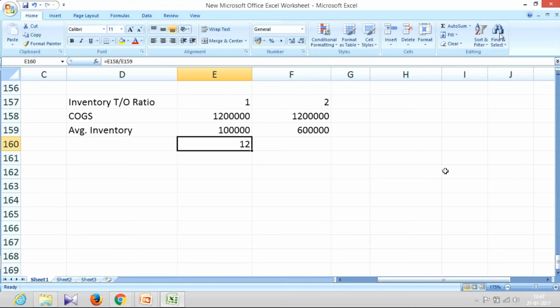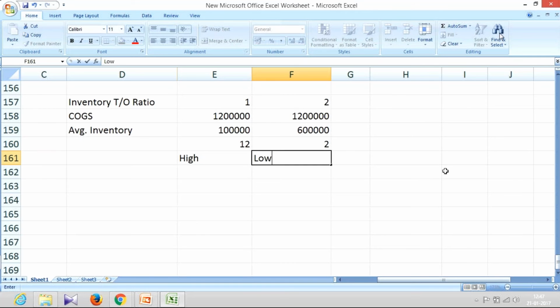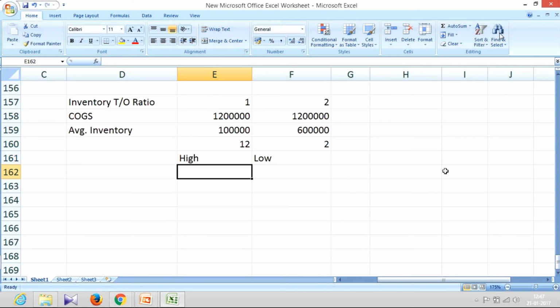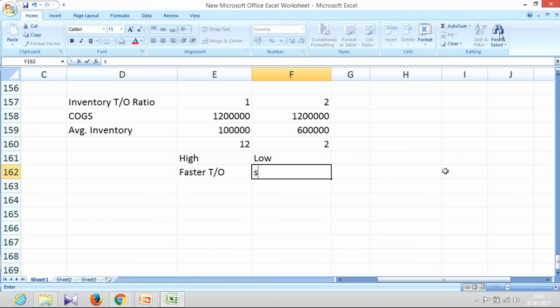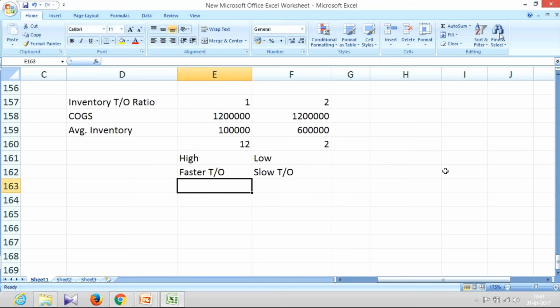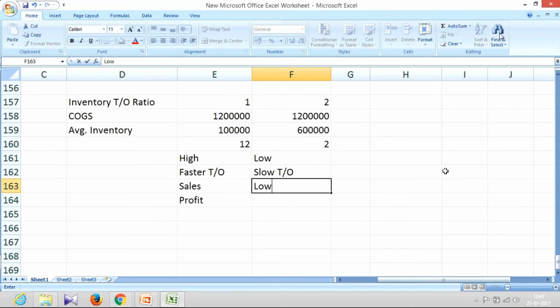So here your ratio is high and here your ratio is low. A high ratio indicates faster turnover of goods, and this indicates slower turnover of goods. When your goods are turned over faster, you are making more sales. It means your profit will be more. Whereas you will make low sales here, or in comparison with inventory, you are making low sales. So you will have low profit or sometimes even loss.